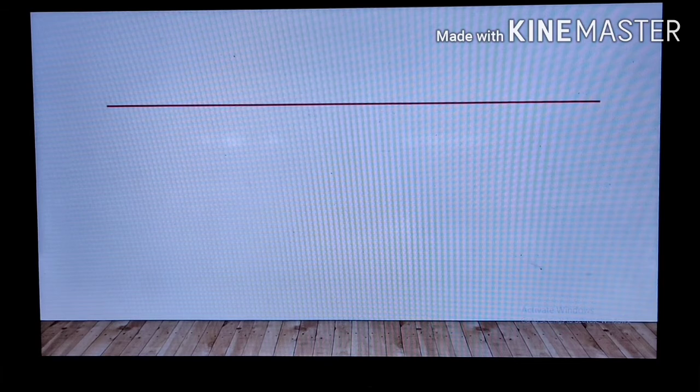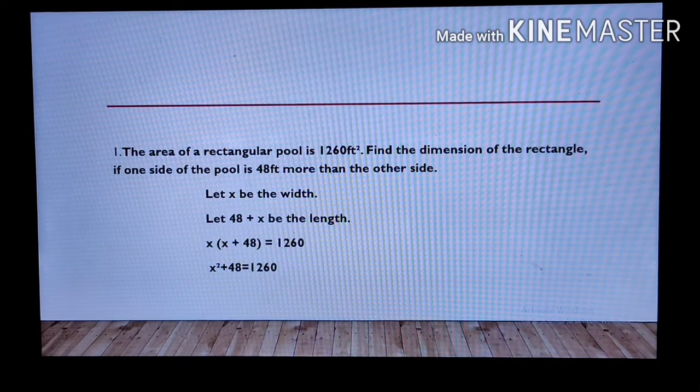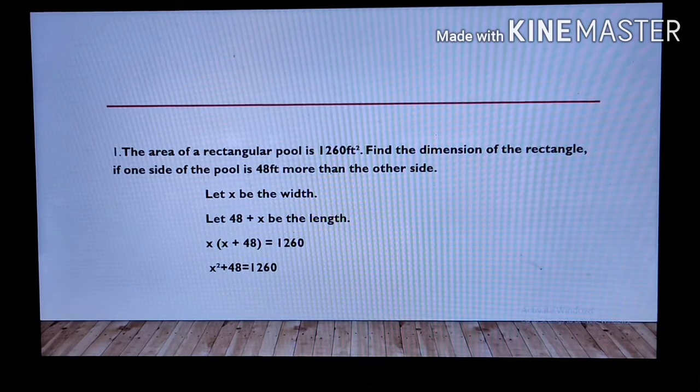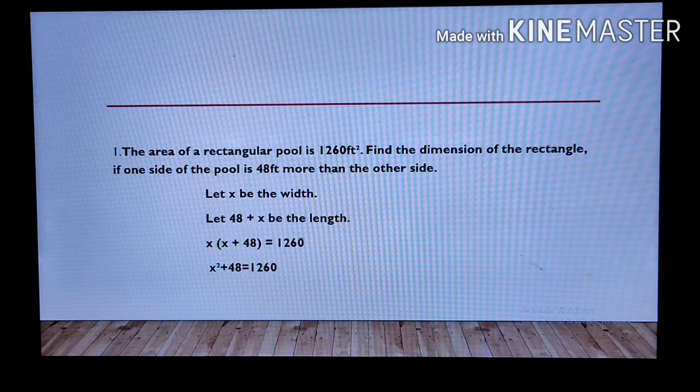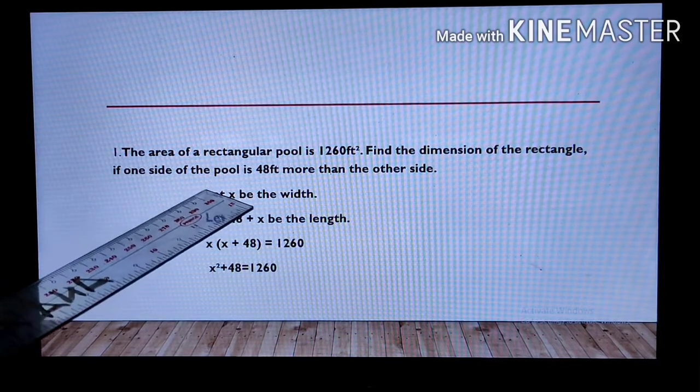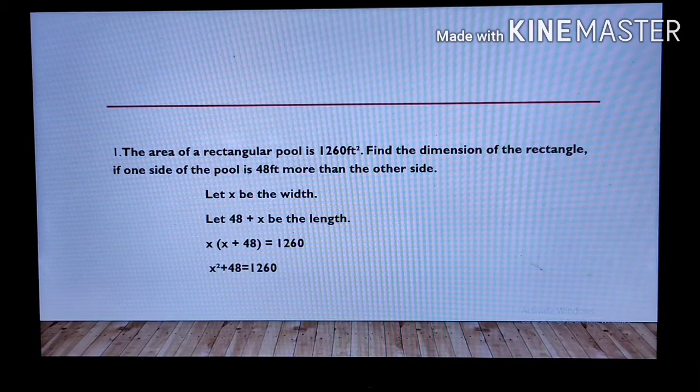Okay, next, I have here a word problem. So, from this word problem, hindi mo na siya kailangang isolve. Ang gagawin lang natin is, we will tell if the given problem or if the given situation is illustrating quadratic equation. So, the problem, the area of a rectangular pool is 1,260 feet squared. Find the dimension of the rectangle if one side of the pool is 48 feet more than the other side.